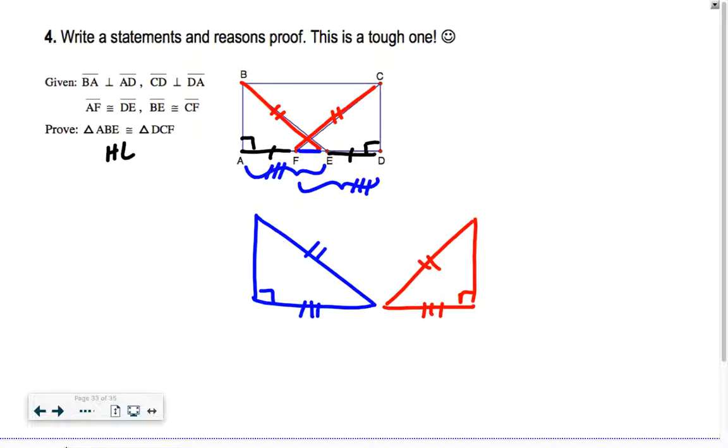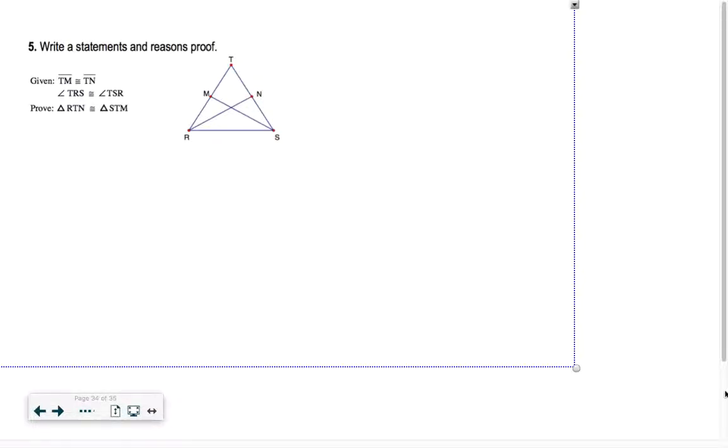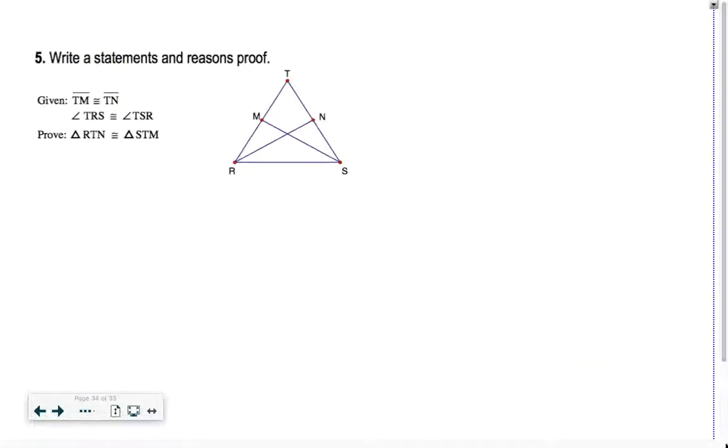Oops. All right, do I have one more? I feel like I have one more. How do I go to the next page? There we go.